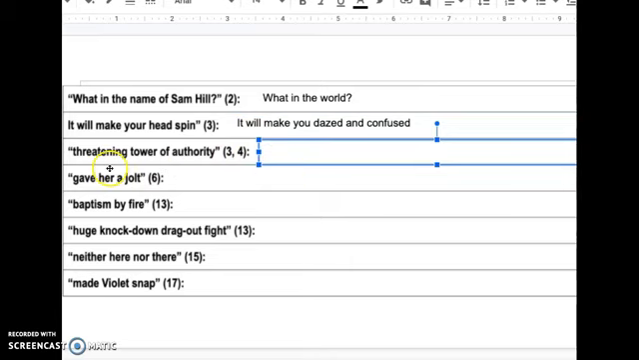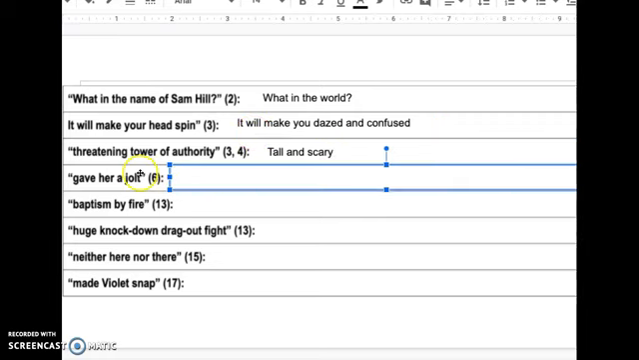Okay. The next figurative language that was in chapter 1, a threatening tower of authority. I think she was talking about her father. So what did she really mean when she said that? Well, that her father was tall and scary. Okay, the next figurative language, gave her a jolt. Or in other words, the literal meaning would be it surprised her.